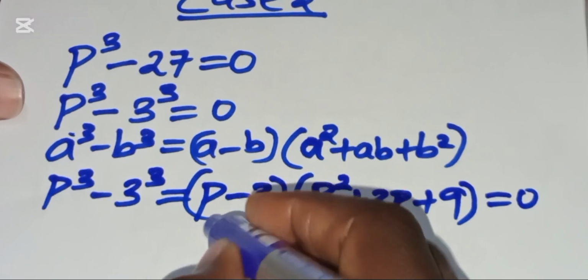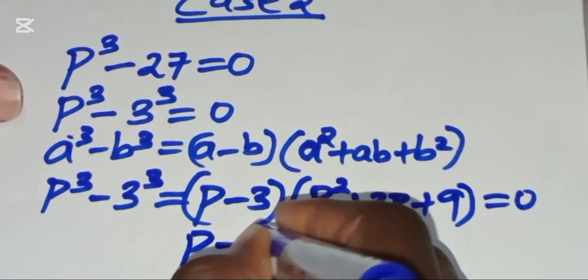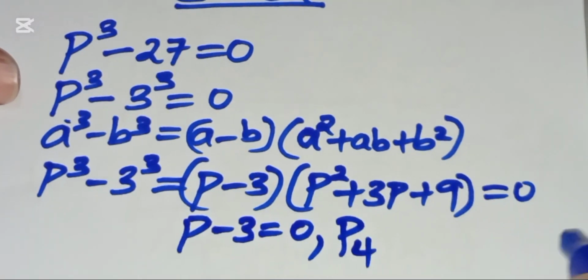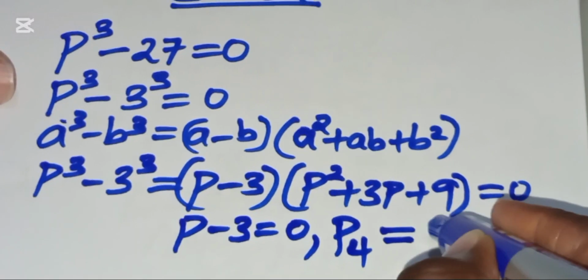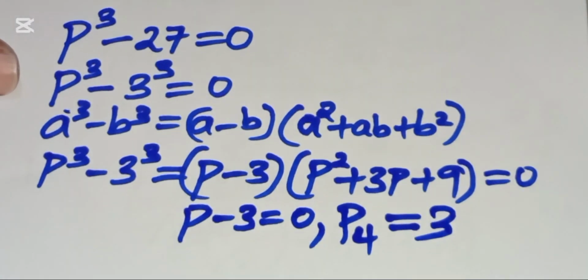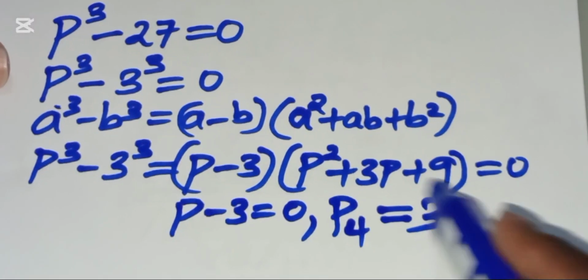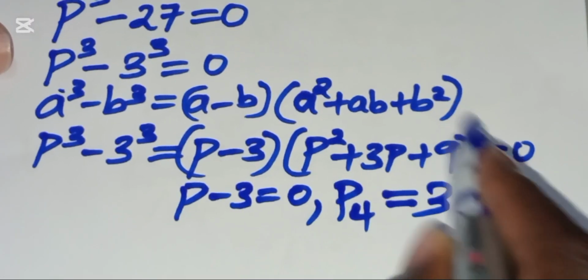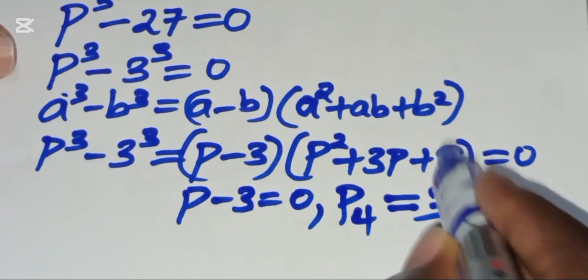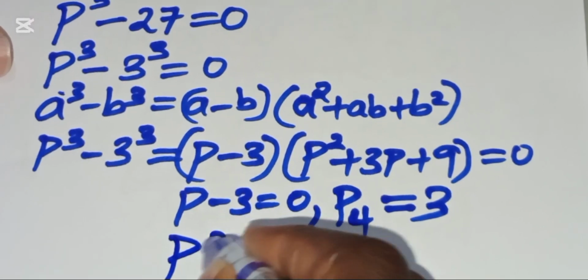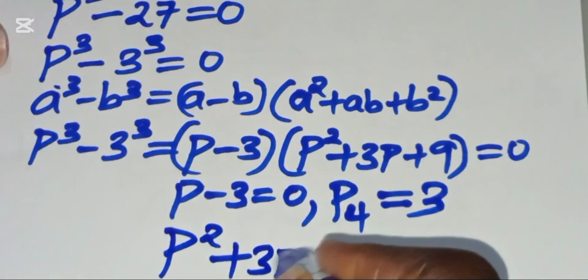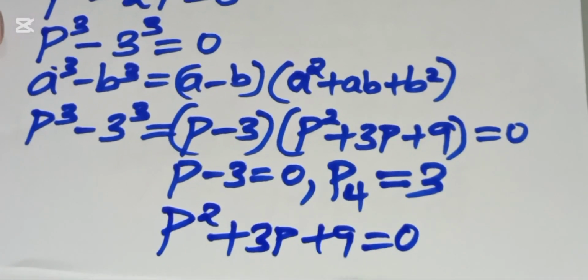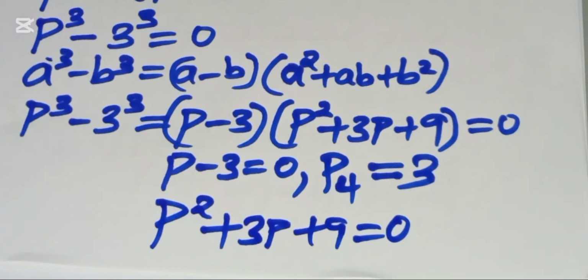And now you can see that P subtract 3 is equal to 0, and that means that P, I can call this P4, is equal to 3. So we have P4 equal to 3. And then we have the second factor, P squared plus 3P plus 9, equal to 0, and this is a quadratic equation. So let's solve this quadratic equation as follows.